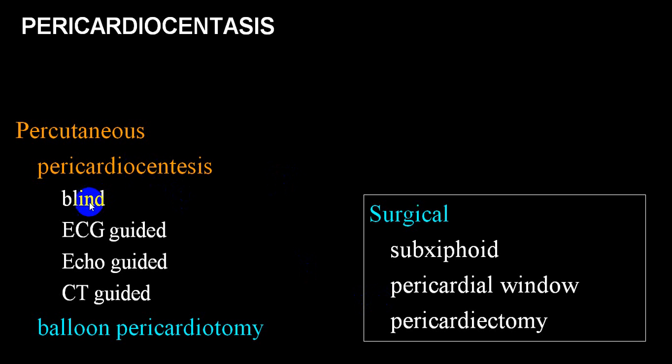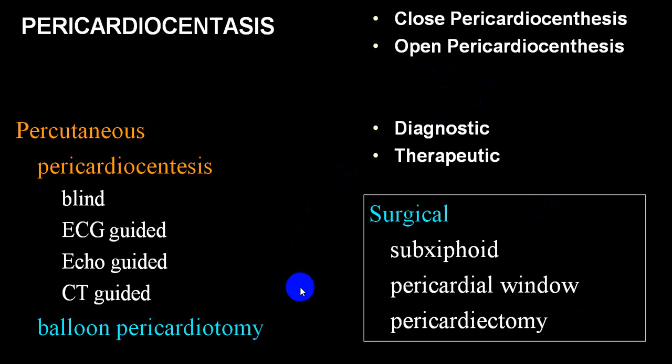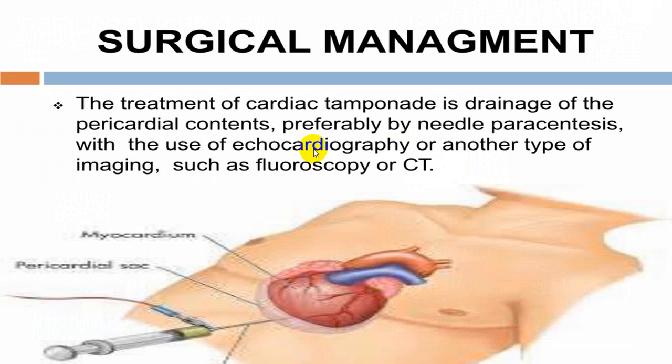It can be a blind procedure, ECG guided, echo guided or CT guided, and you can perform even a balloon pericardiotomy, or surgically you can create a sub-xiphoid pericardial window, or do pericardiectomy depending upon the requirement. It can be closed or open. Nowadays most commonly done is a closed pericardiocentesis. It can be for diagnostic purpose, it can be for therapeutic purpose. Surgical intervention may be required if there are associated other conditions also.